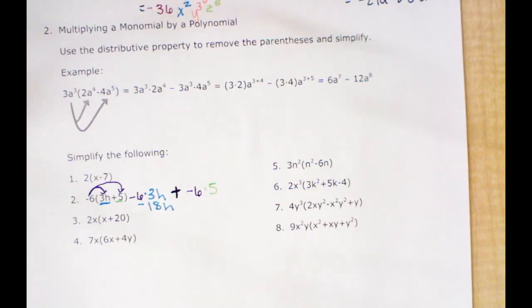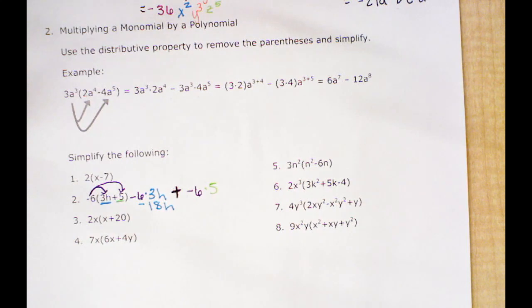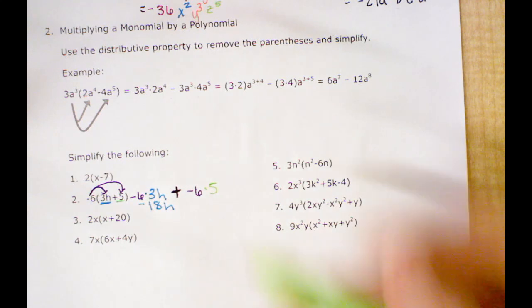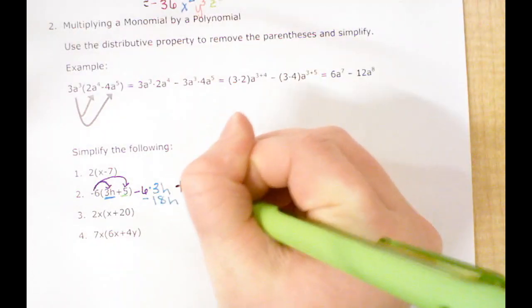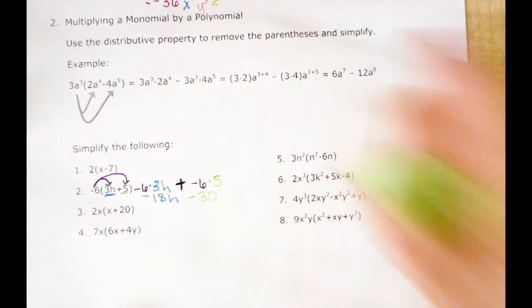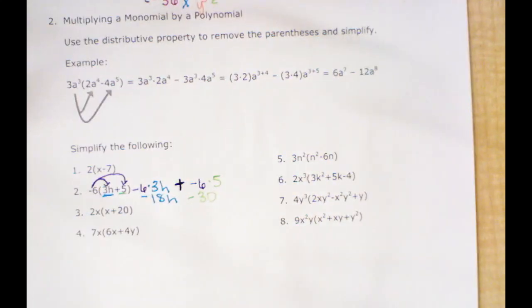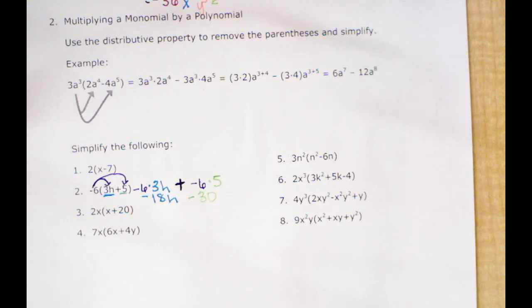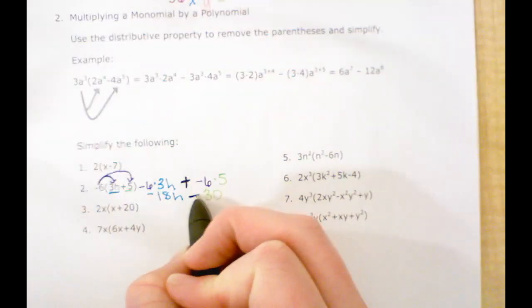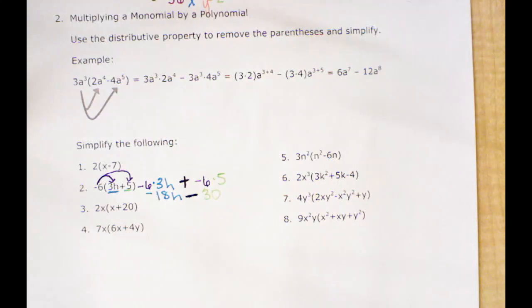Okay, so it's negative 30. Do I need to keep my positive sign? Why not? Can we just say minus 30 instead of negative 30? Yes. So I'm going to change this to be minus. Okay? Let's do number 4.